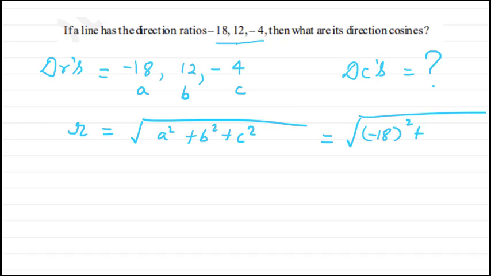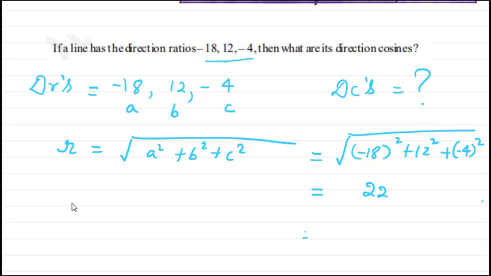That would be minus 18 square, 12 square. Still you'll get plus only. I'm taking this one. So here, to solve it, you can take common also. You can take 4 common from all. So the whole thing will give you 22. Now we have to find out the DCs.